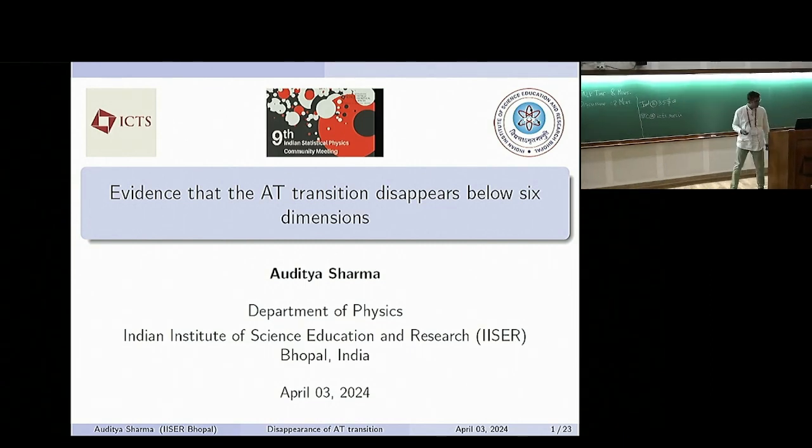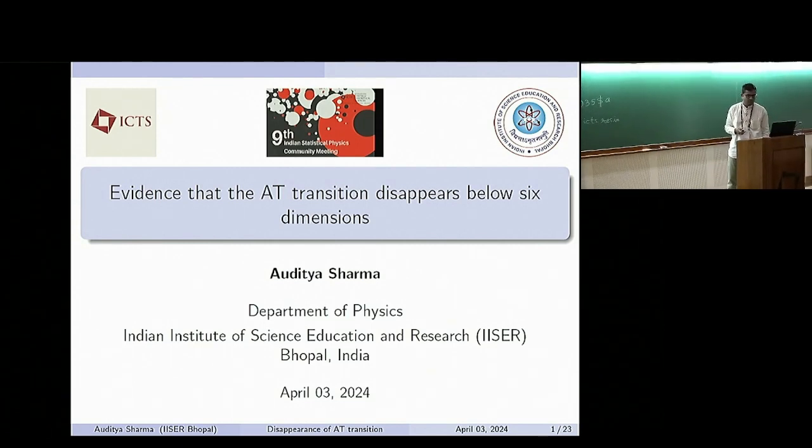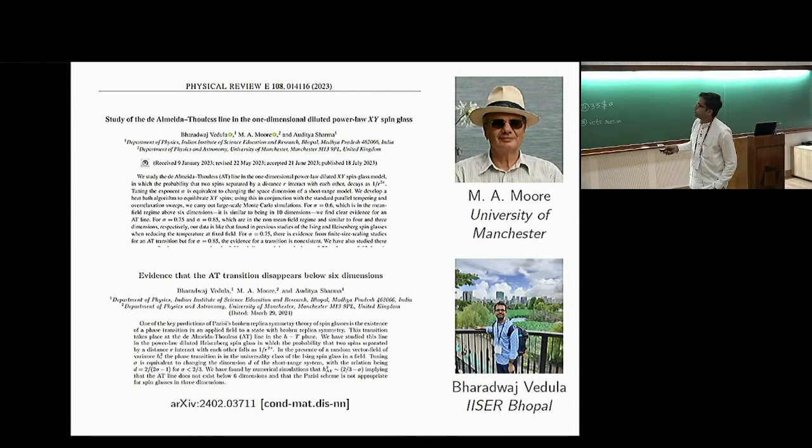So what I want to talk about is the so-called Almeida-Thouless line and how this transition, we have evidence to show, disappears below 6 dimensions. This work was done in collaboration with Professor Mike Moore from the University of Manchester and with a PhD student, Bharadwaj. The work I'm going to describe is mainly based on the second paper, which is up on arXiv recently and is under review with Physical Review E, but we will also dip into some aspects from a previous work which was published a little bit earlier.